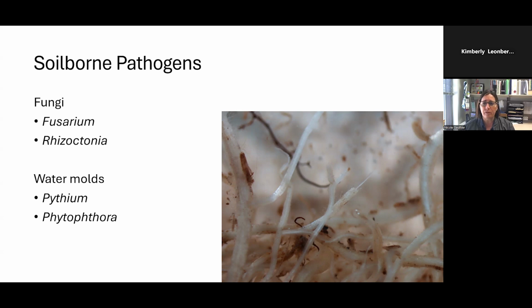And the second group of pathogens, as I alluded to earlier, are the water molds. They're fungus-like, and these are the Pythiums. We know of about 5 Pythium species that can affect Cannabis sativa, and Phytophthora. Phytophthora, 1 or 2 species, depending on where you're located.